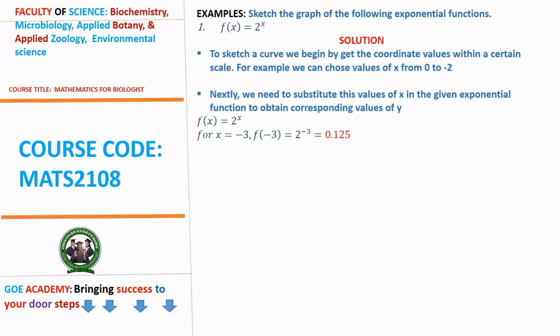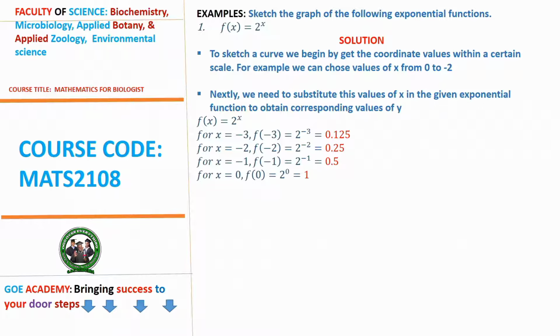So if x equals -3, I replace x by -3. Simple. So I end up with 2 raised to the power -3, and when you punch it in your calculator, you end up with 0.125. Same thing, when x equals -2, I substitute in my exponential function. I have 2 raised to the power -2, which is 0.25, right? And the same thing goes for -1. Just punch your calculator.